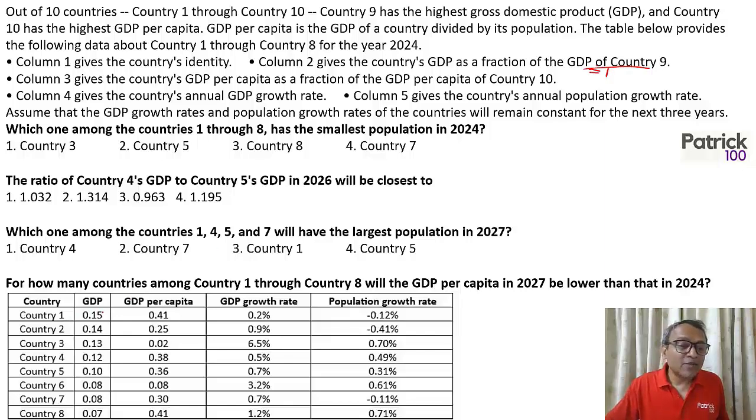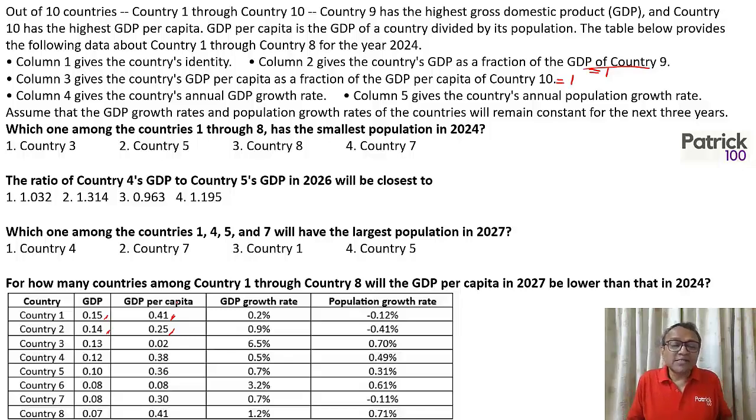Which means country 1 will have a GDP of 0.5, country 2 will have a GDP of 0.14 and so on. I can take this number as GDP. Say column 3 gives GDP per capita as a fraction of the GDP per capita of country 10. So I'll take the GDP per capita of 10 as 1. This will give you the GDP per capita of the different countries. So 0.41 is the GDP per capita of country 1, 0.25 is that of country 2 and so on.